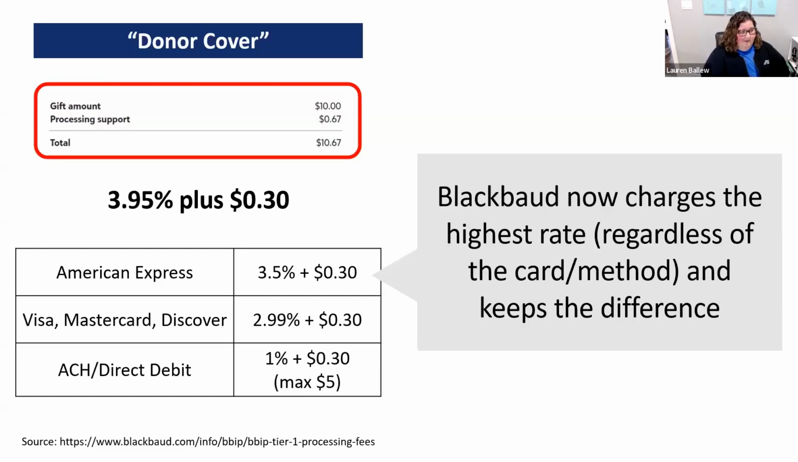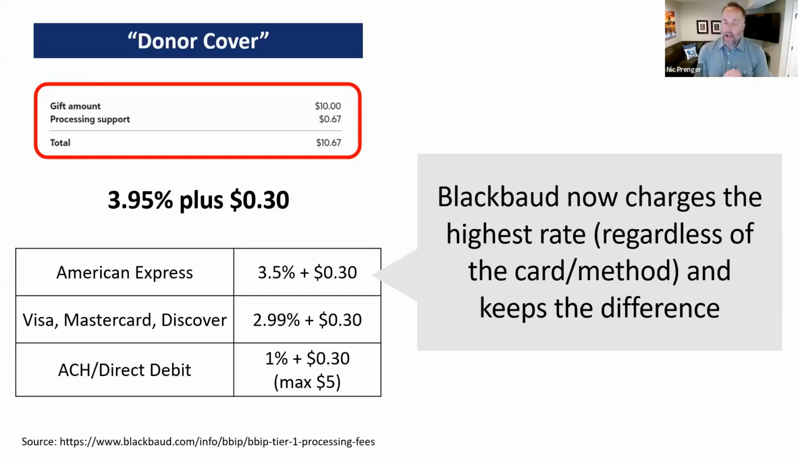So if I pay with a Visa, my fee may, I'm not doing actual math, this is not actual math, my fee may only be 50 cents. But Blackbaud is going to keep the 17 cents and not send it back to me. Okay. So if people have questions about that, the outrage, I believe, is when Blackbaud changed it.